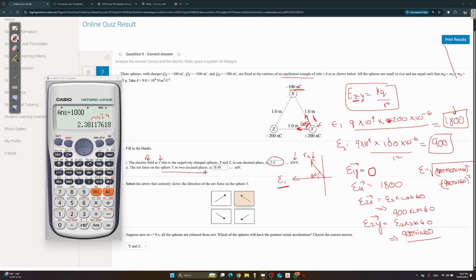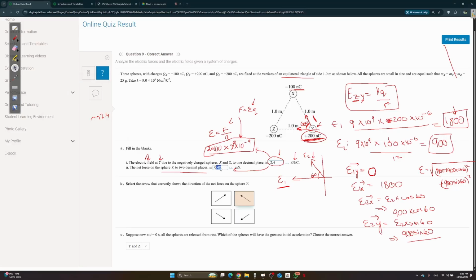The net force on sphere Y is what? If this is the net electric field, 2400, you can do that: E is equal to F over Q. So F is just going to be equal to EQ. So it's going to be 2400 times the charge on it, which is just 200 times 10 to the minus 9. Very easy. And after you get part A, part B is very easy. You just do F equals EQ, 2400 times 200 times 10 to the minus 9, because this is the charge of Y. Doing that on your calculator, you get 0.48 millinewton.